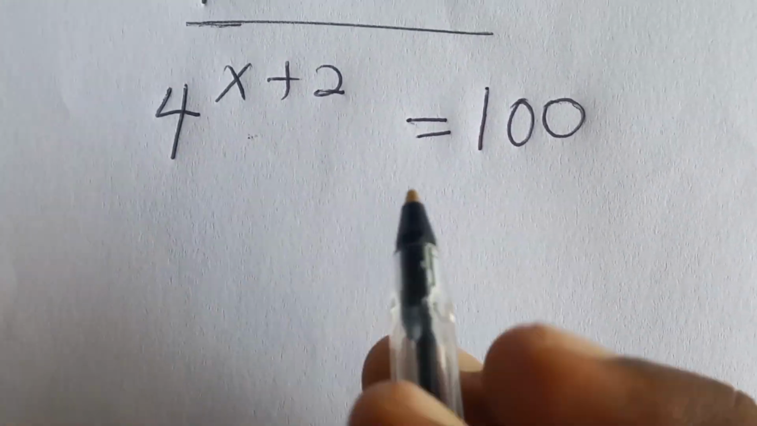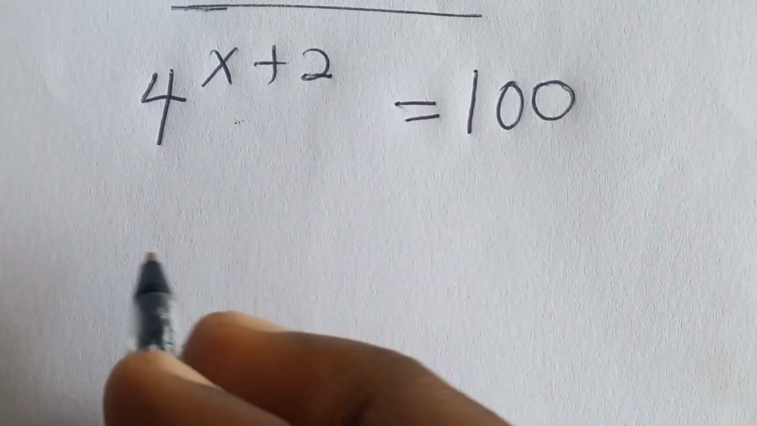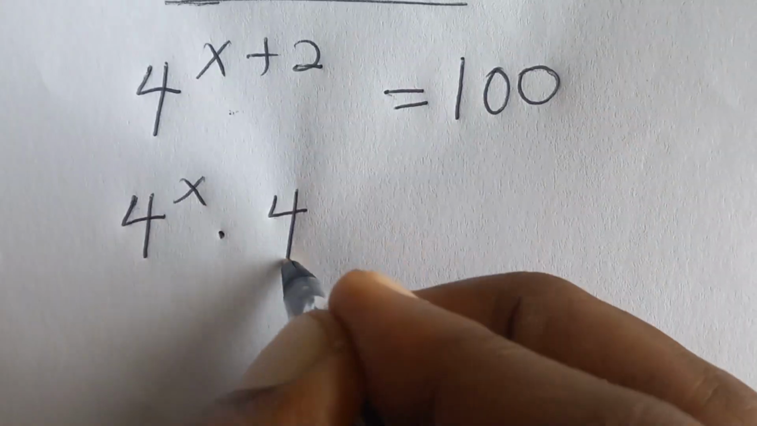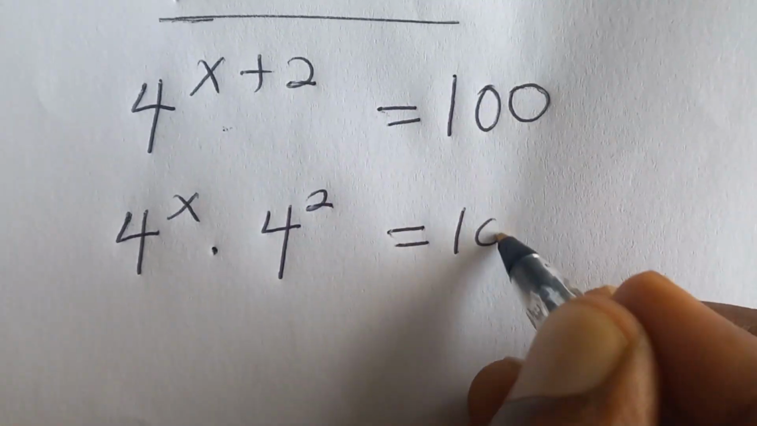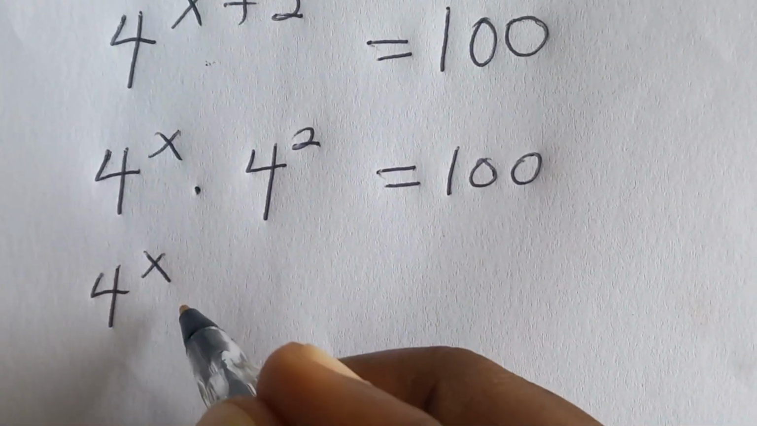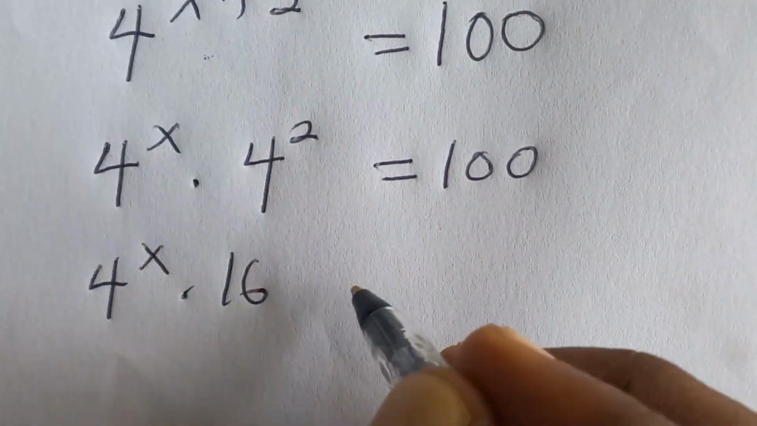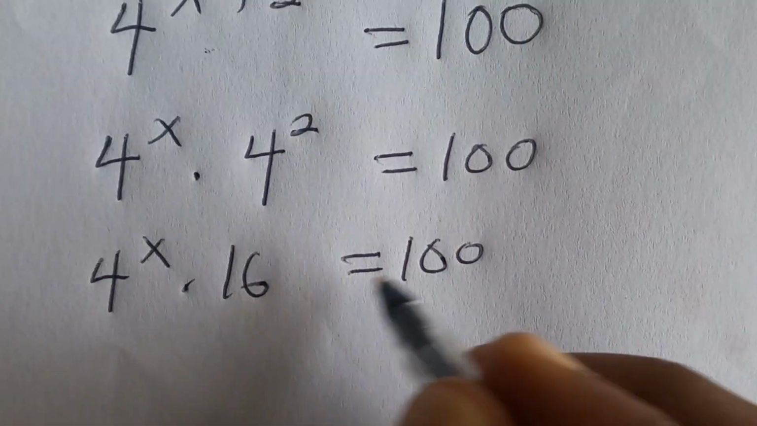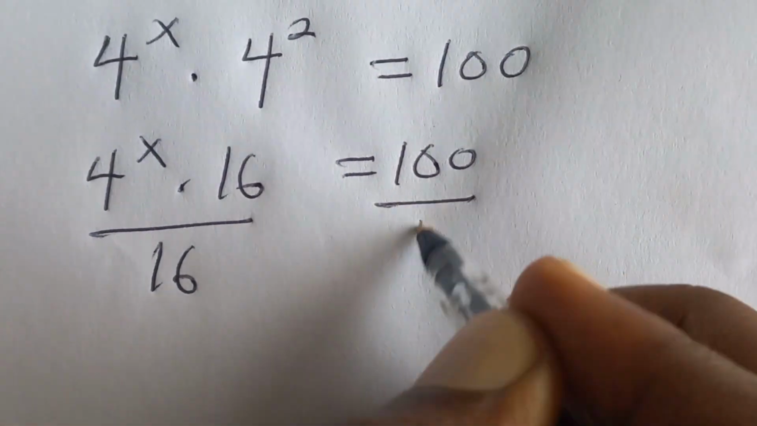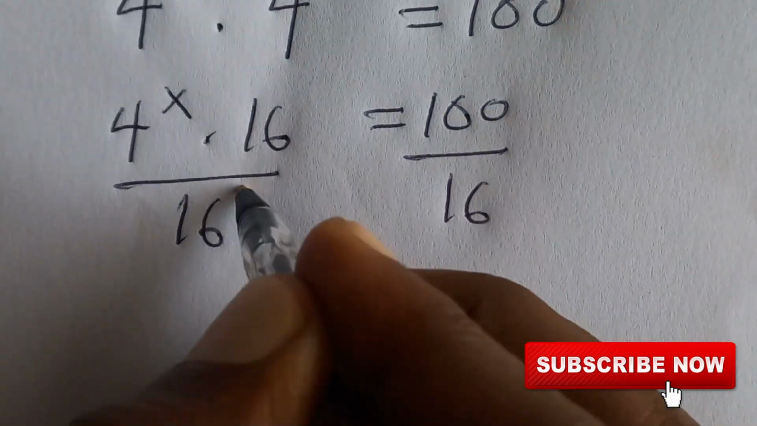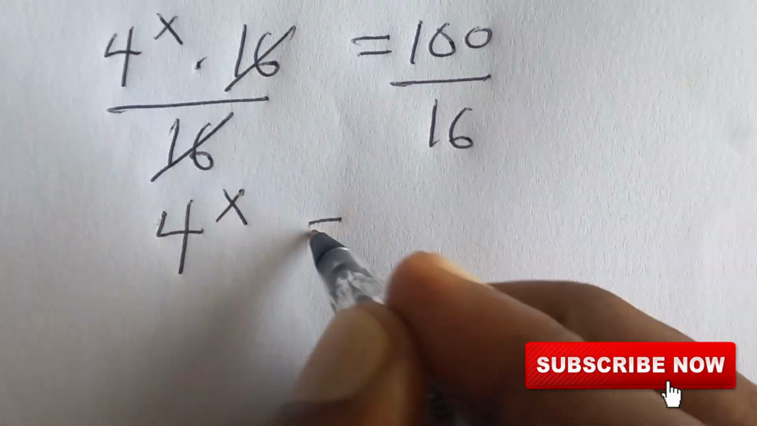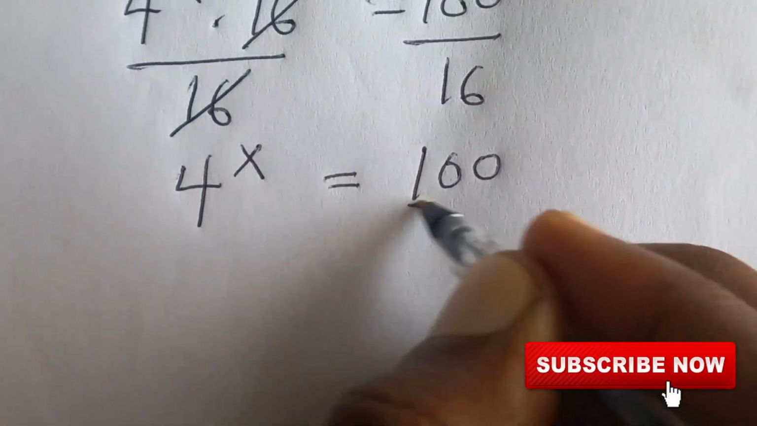So from here, we can write this as 4 exponent x multiplied by 4 exponent 2 is equal to 100. Okay, so 4 exponent x multiplied by 4 squared, which is 16, is equal to 100. So with this, we divide both sides by 16. So this one will cancel this. So we are going to get 4 exponent x is equal to 100 over 16.